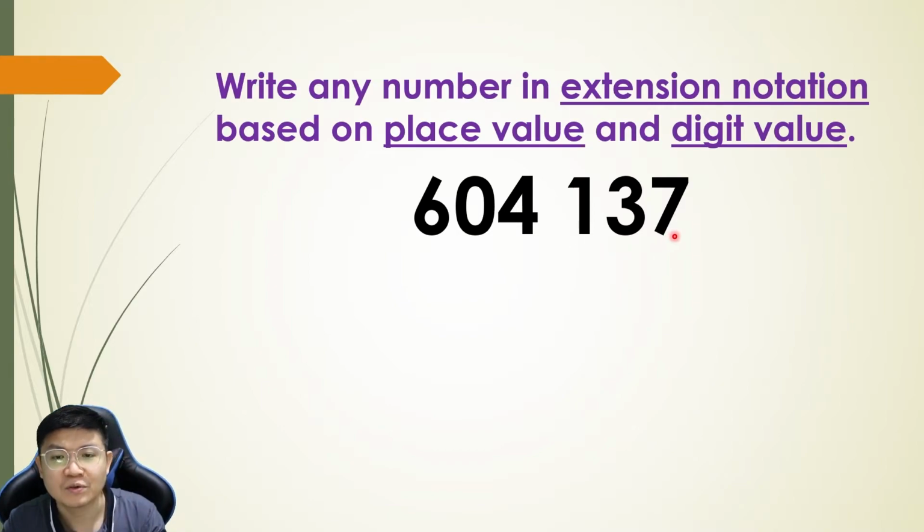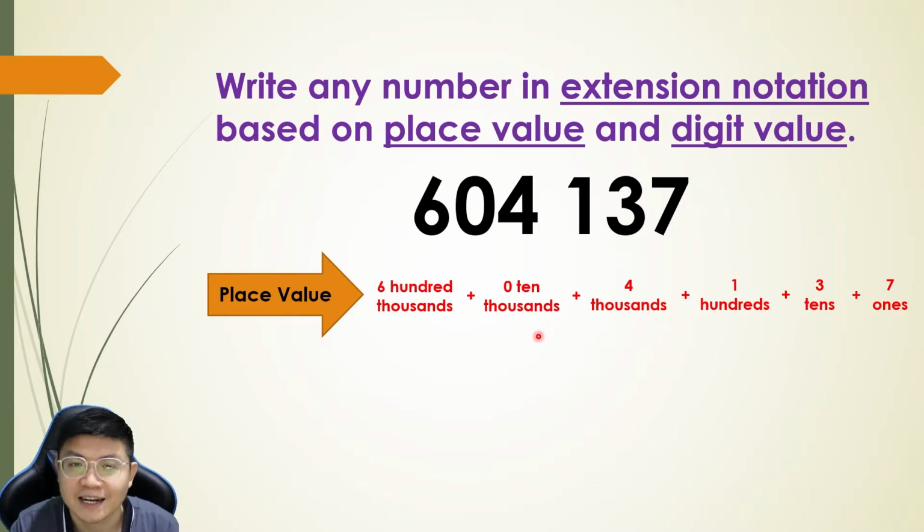Now, you already know that place value, you are going to extend it. So the extension for the place value, you write like this: 600,000s plus 0 10,000s plus 4,000s plus 1 hundred plus 3 tens plus 7 ones. This is so-called extended notation according to place value.